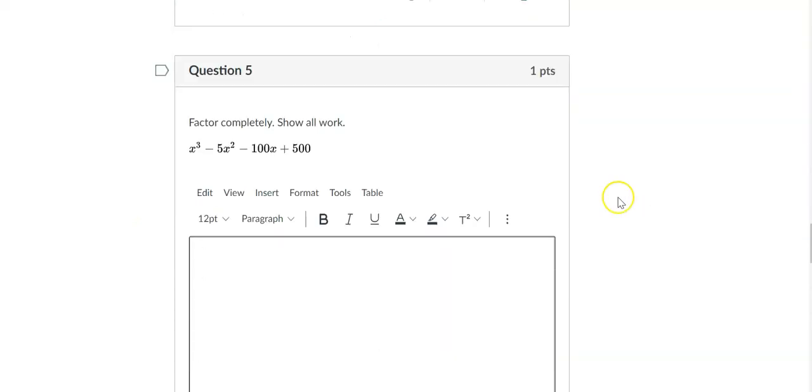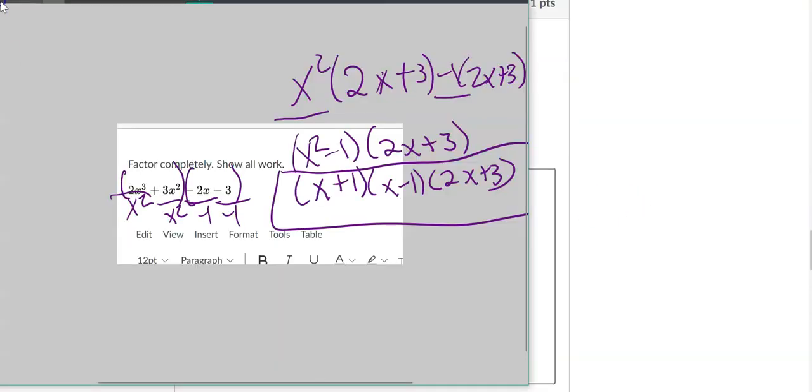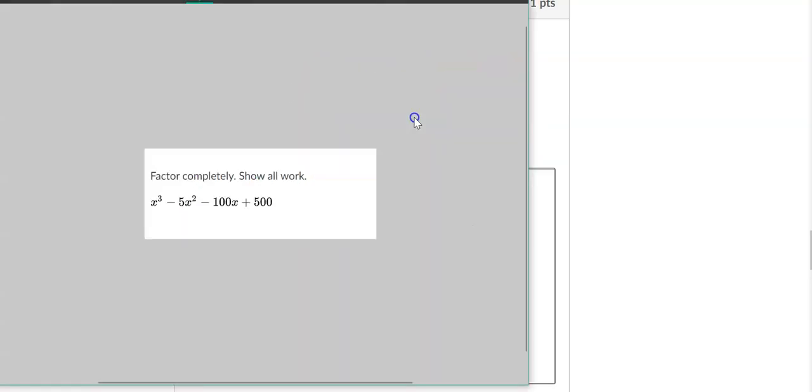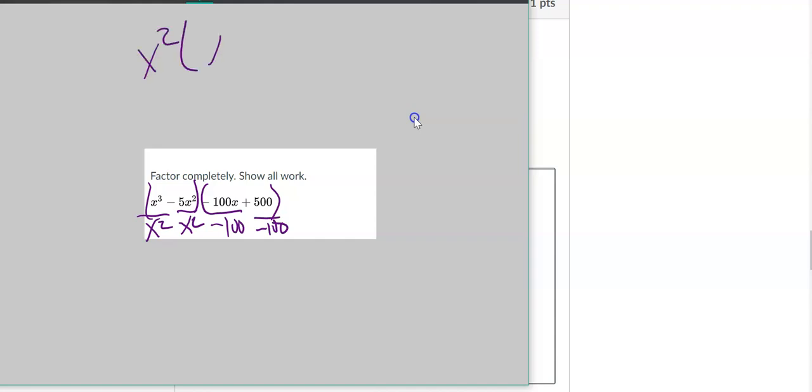Okay, number 5 again wants me to factor completely, and it's got 4 terms, so I'm going to use the grouping method. I'm going to put parentheses around my first set, parentheses around my second set. On my first set, I can take out an x squared. On my second set, I can take out a -100. So I'm going to have x squared, and then x minus 5 for the first one, and then -100. Because I'm taking out a -100, this just turns this into a positive x. Positive 500 divided by -100 gives me -5.